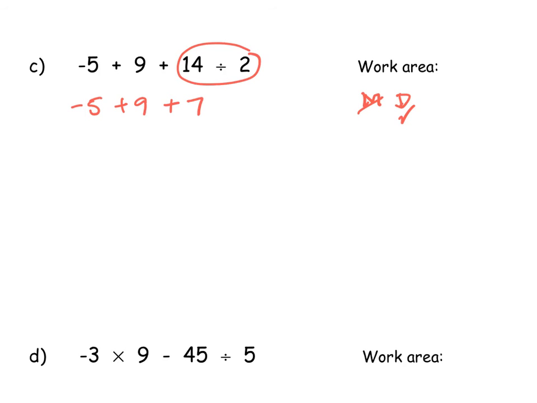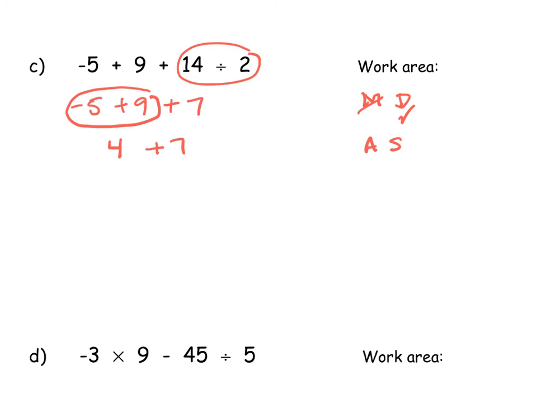What do you think we should do next? Order of operations would tell us to add these two first. So when we are working with a problem that has all addition, there's another rule in math called the commutative property that says we can move things around. But since we're using order of operations, we should do -5 plus 9 first. They're different signs. What is the answer? If you said +4, you are correct.